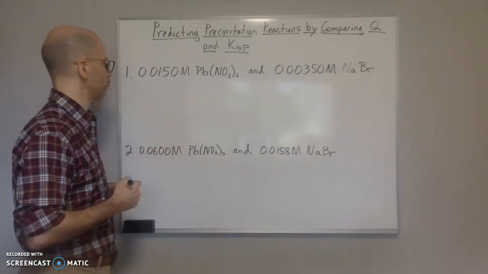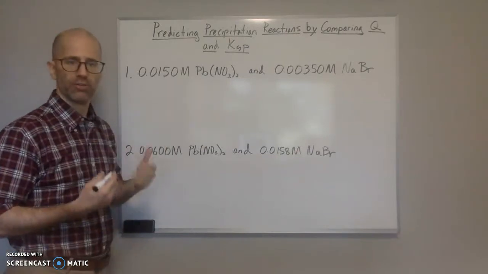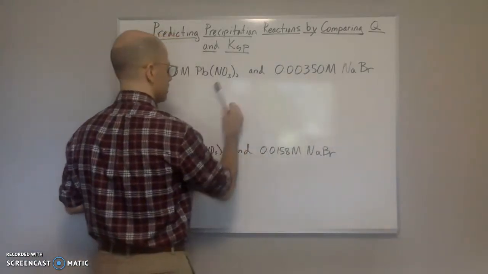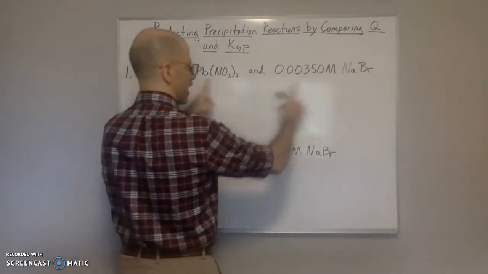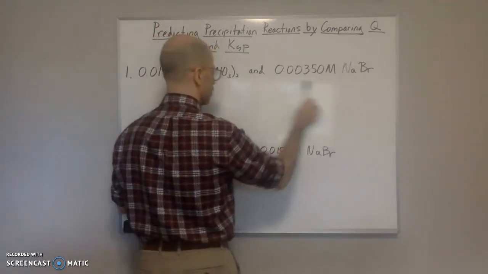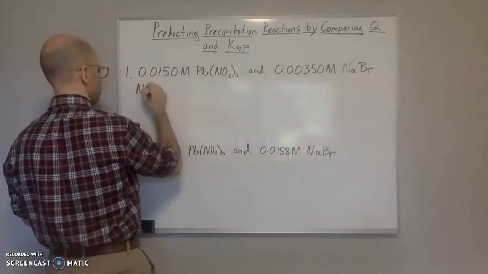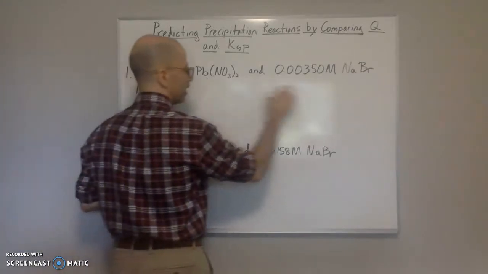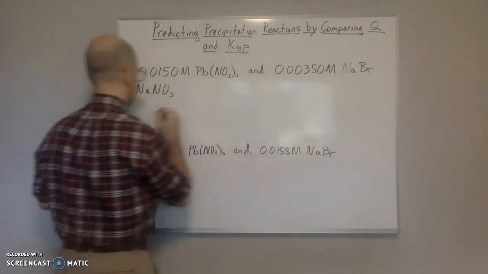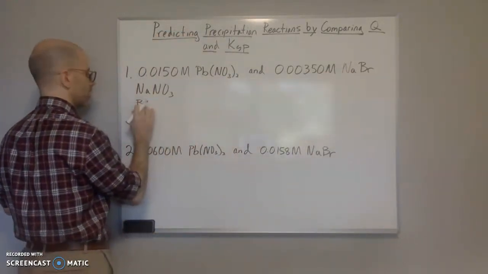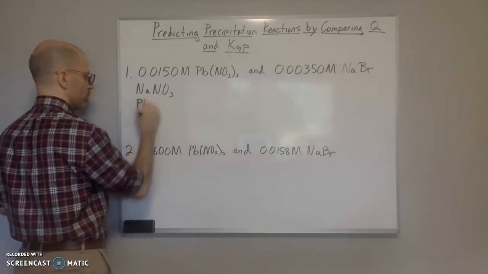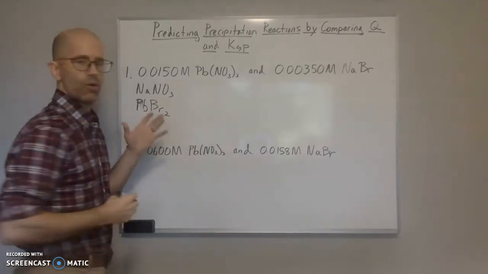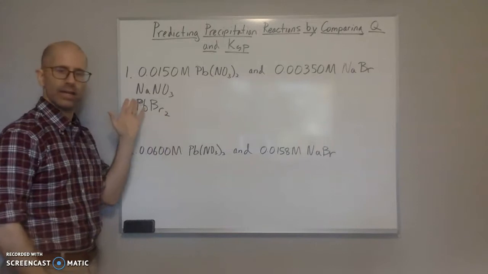So what you need to do first is figure out what the cross products are going to be. You take the ions and you switch them together. I always do inside and outside. The inside ones go together, so you get sodium nitrate as a possible product. And then you've got lead and bromine, so the outside ones go together, and you get PbBr2.